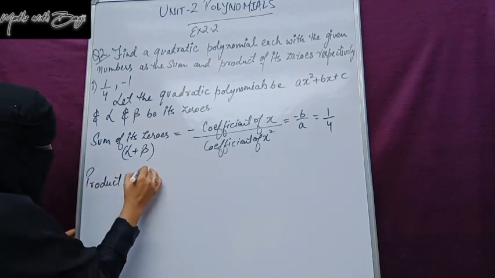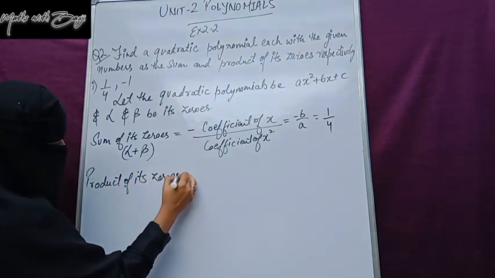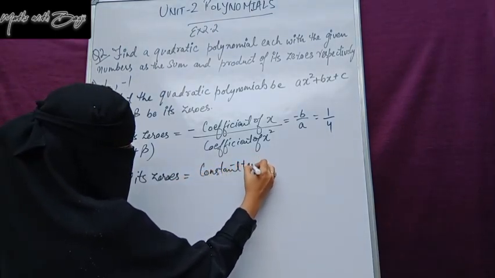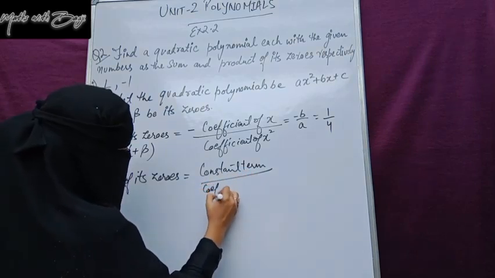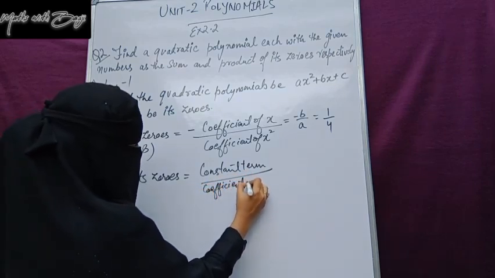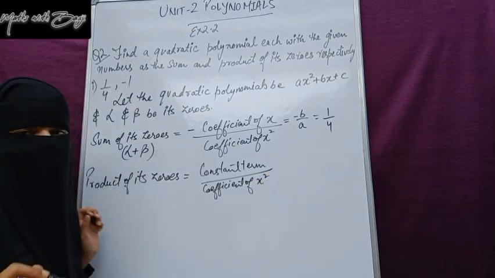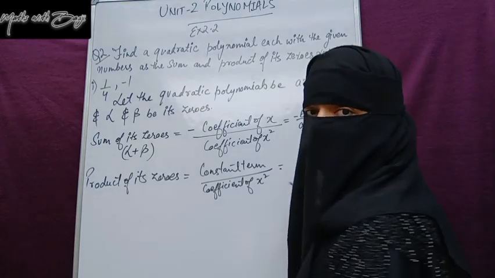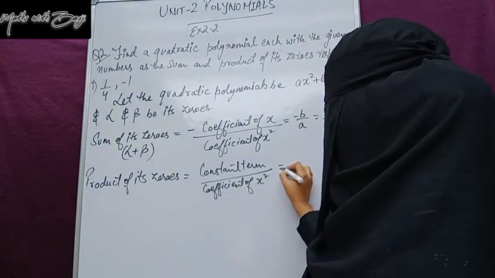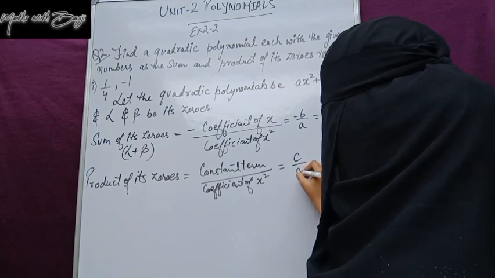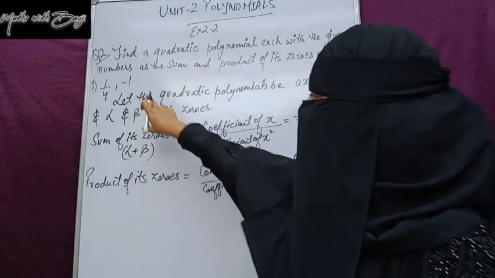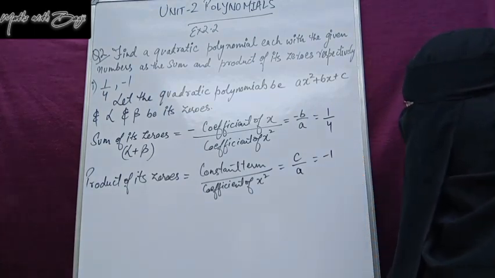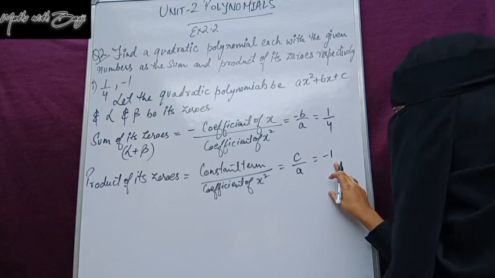Now wait for its product. Product of its zeros equals to, we know, constant term upon coefficient of x square. This we have already studied in the previous question. Now what we can write it here? Okay, we can write here c upon a. And what's the next term given? Minus 1. See, here it is minus 1.